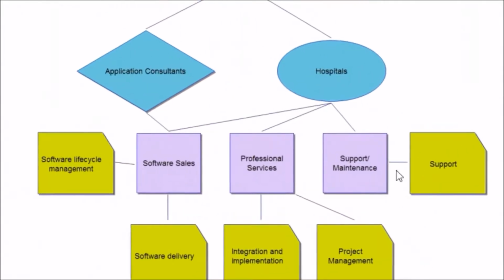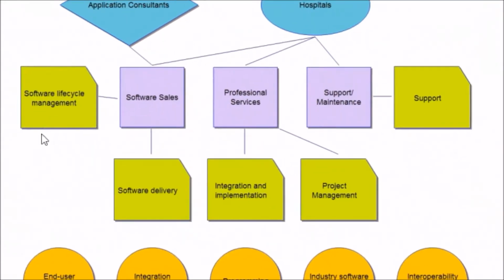And just to walk through it very quickly, this company's key customers are hospitals, and to create value for those hospitals, they have 3 lines of business: software sales, professional services, and support. And they've created 5 core processes that support that, and we show each of those connected here: lifecycle management, software delivery, integration, project management, support.